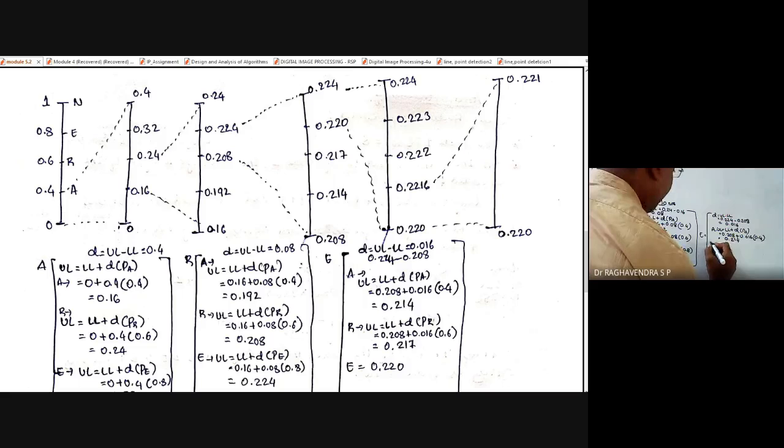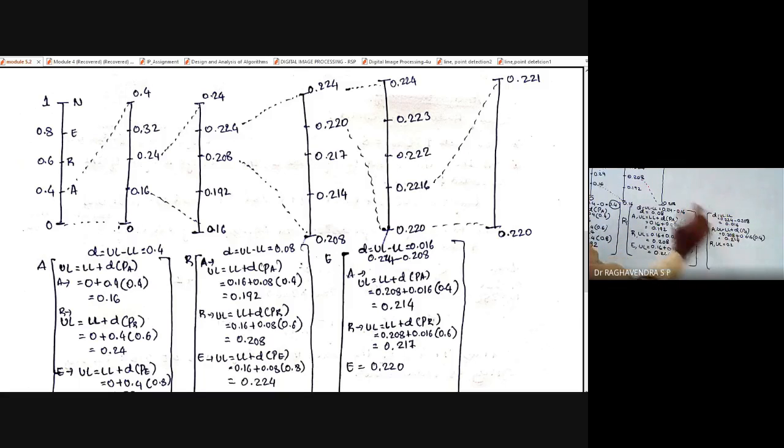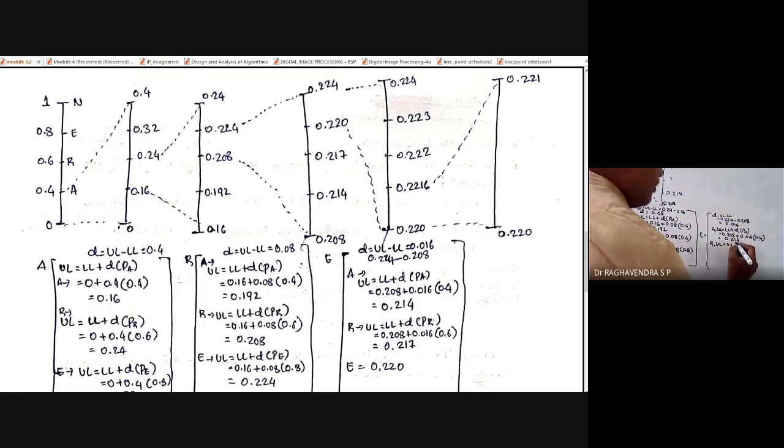0.214. Next, similarly, we have to do the same thing for R. Once again lower limit is 0.208. So 0.214 ಅನ್ನ ನಾವು ಇಲ್ಲಿ ಬರಿಬೇಕಾಗುತ್ತೆ. So ಈ ಮೂರು ಕ್ವೆಶ್ಚನ್ ಮಾರ್ಕ್ಸ್ ಆಗಿ ಇತ್ತು. So this value becomes 0.214. Okay, 0.214 ಬಂತು. Next similarly ಈಗ R ಗೆ ನಾವು ಮಾಡ್ತಾ ಇದ್ದೀವಿ. So 0.208 plus 0.016 into what's the probability of R? 0.6. So substitute ಮಾಡಿ ಎಷ್ಟಾಗುತ್ತೆ ನೋಡಿ. 0.217.